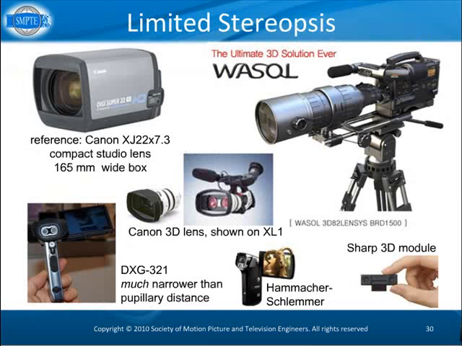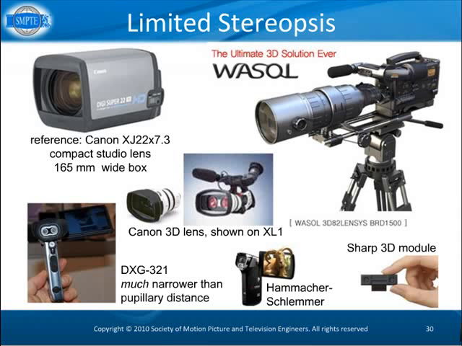Now, there have also been many 3D systems that offered limited stereopsis. At the top left, I'm just showing for reference a studio lens from Canon. It's the XJ22 by 7.3 lens. It's not a 3D lens, just a plain old ordinary studio lens. But at the right is Wassel's 3D lens adapter. That's been shown at NAB for about 15 years now. In the center, I have Canon's 3D lens adapter that was shown for the XL1, I think in 2001.